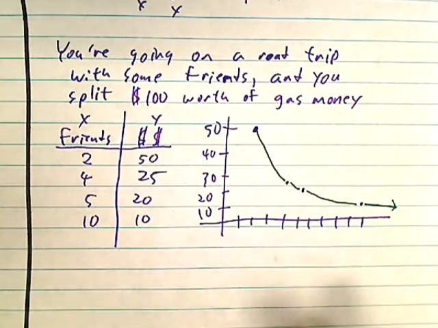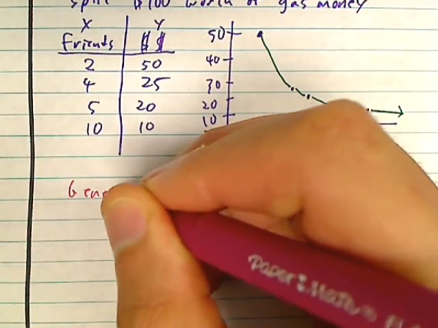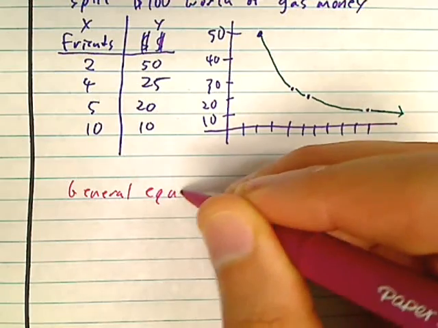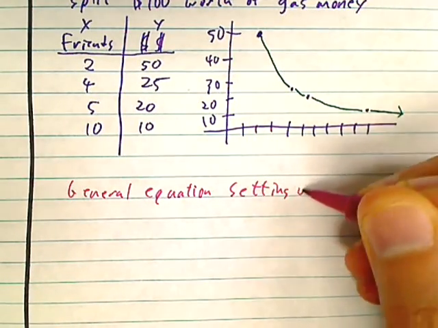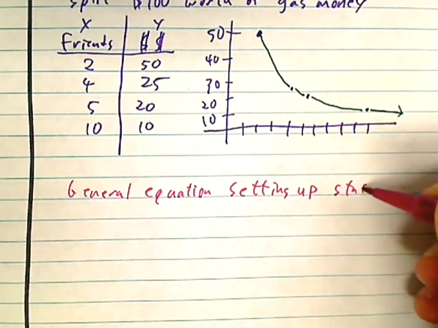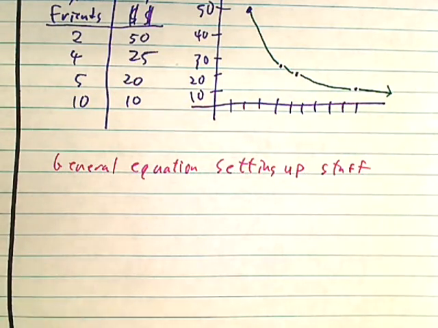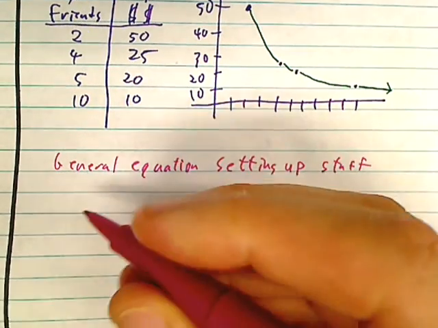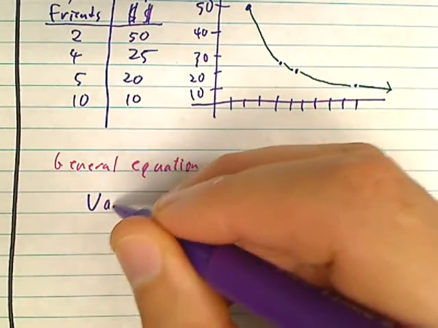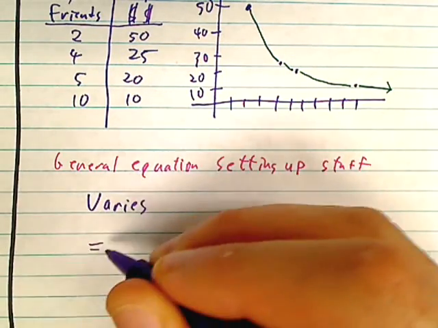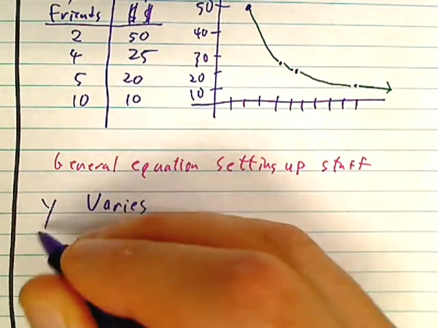One last thing I want to note is general equation setting up stuff. Oh, I can't believe myself sometimes. Okay? When you see the word varies, you're going to put equals k. So if there's a variable out here, y varies, you write y equals k.